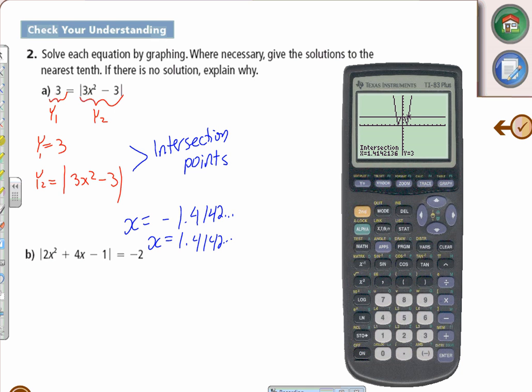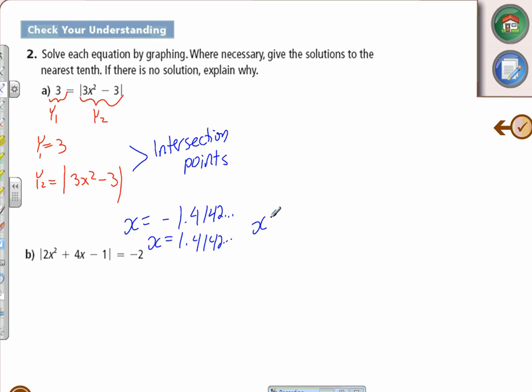If we zoom in on this, if I hit zoom in, you can see here that there's an intersection point right there at the 0 as well. And so we've got a third one. And the calculator is not really good at being able to find those. So you have to look for those very carefully as well. So then the third one is x equals 0. So 3 different intersection points.